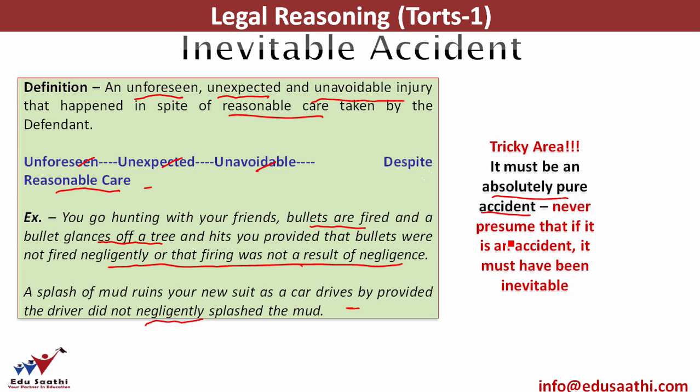The tricky area is that it must be an absolutely pure accident, right? Never presume that if it's an accident, it must have been inevitable. There are chances that an accident could be avoided, but if the chance of avoiding the accident has not been used by the person, then the defense of inevitable accident would not be available to the person.